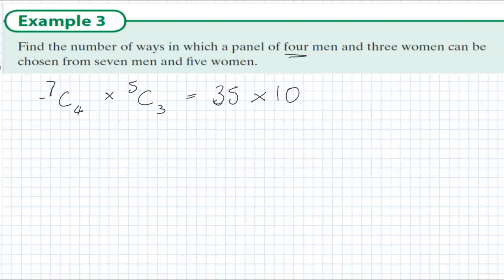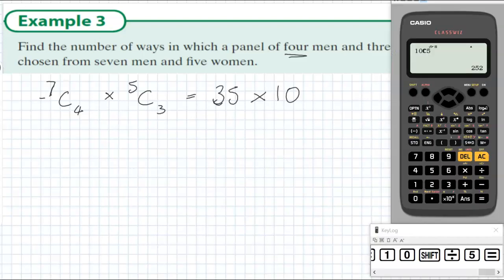5 combination 3 is 10, so the answer is going to be 350. Just very quickly again, as long as you show the combinations that you're going to calculate, you could just type out the whole thing in one go and press the equal sign, and you get your 350 straight away.